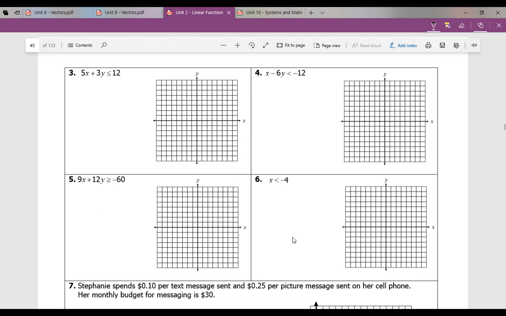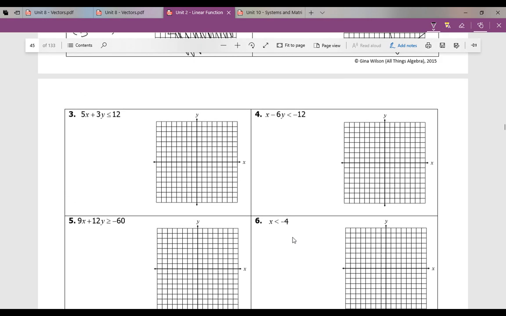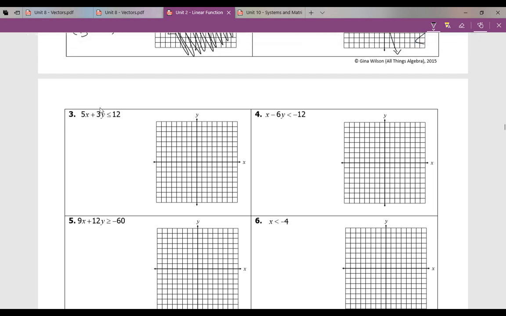Now, in the next couple of examples, we have to rewrite our equations because they are not y equals, okay? So what I'm going to do in the first one, I'm going to move my 5x over. How am I going to do that? Add or subtract it? Subtract. So that's 3y less than or equal to negative 5x plus 12.